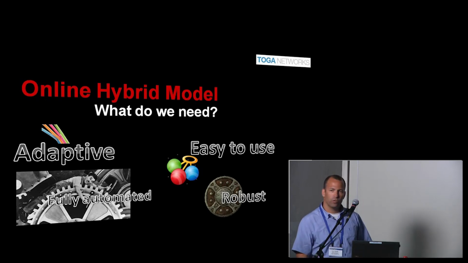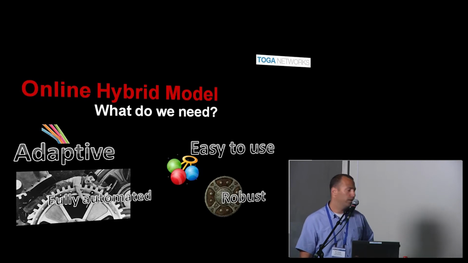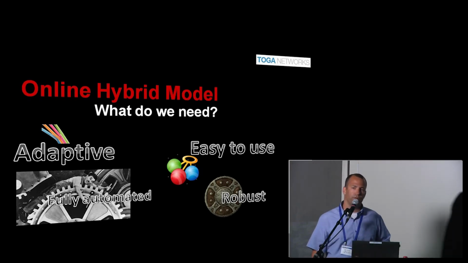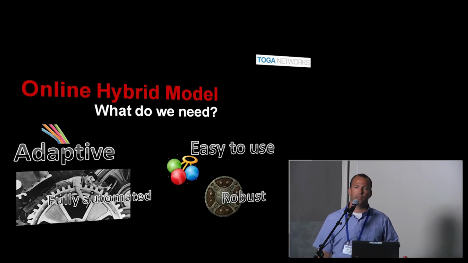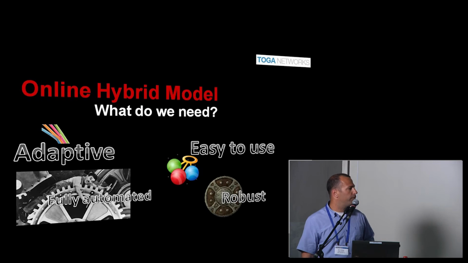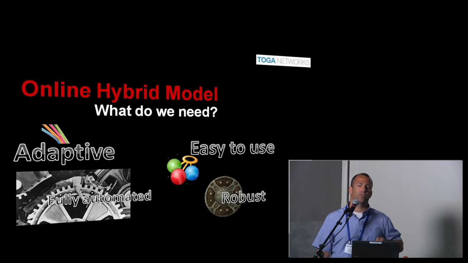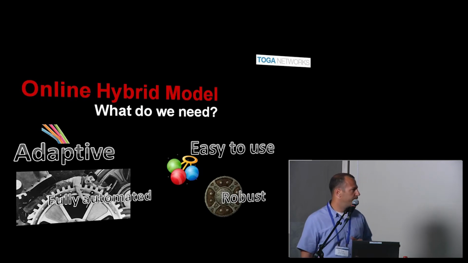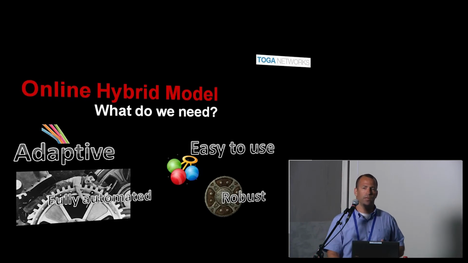We want it, of course, to be fully automated, so we don't need a human to tune the parameters. We want it to be robust. Robustness is a very important property in this field because if the model is not the best all the time, at least we want it not to be the worst, or in a very poor situation. If it is the runner-up, it's okay. If it is third place, it's still okay, but not worse than that. And of course, easy to use is quite trivial.